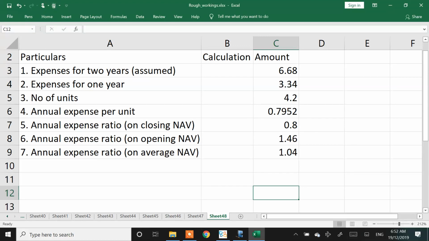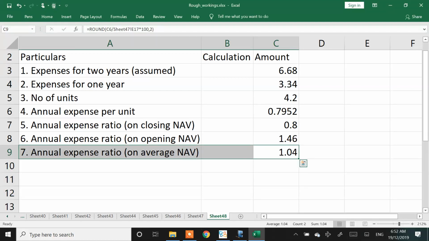Any doubts on this? So 0.8%, 1.46% and 1.04%, three possible answers. Practically this is what will work: 1.04%. My annual expense ratio is 1.04%. Any doubts on this? Clear? Can we proceed?